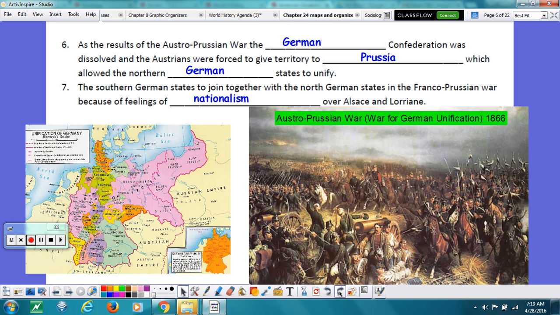As a result of the Austro-Prussian War, which was fought in the 1860s, the German Confederation was dissolved, and Austrians were forced to give part of their territory to Prussia, which allowed the northern German states to unify. Okay, southern German states were kind of tied more towards Austria, and they eventually joined the North in what was known as the Franco-Prussian War, which was a war that was fought between what would eventually be Germany, in this case still Prussia, against the French.